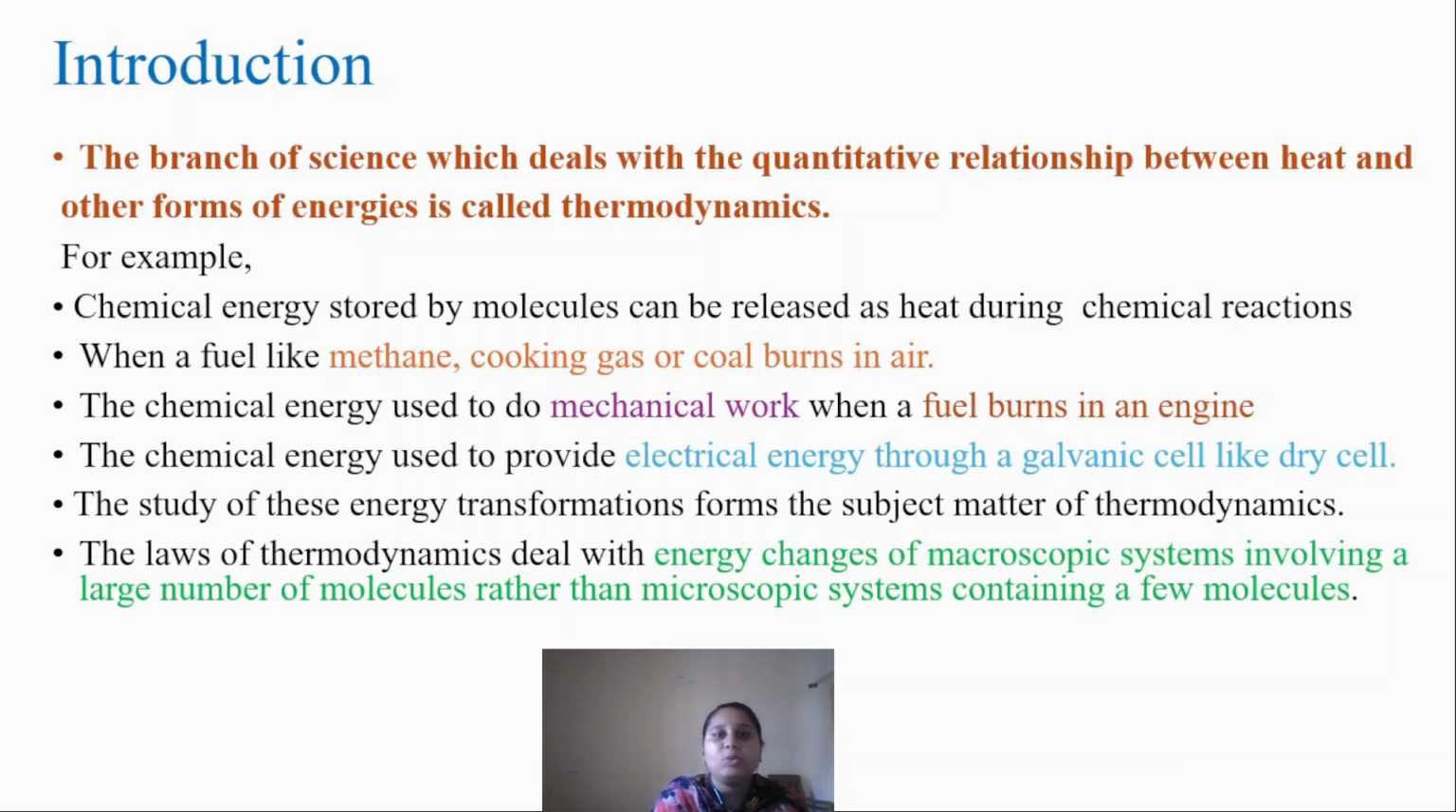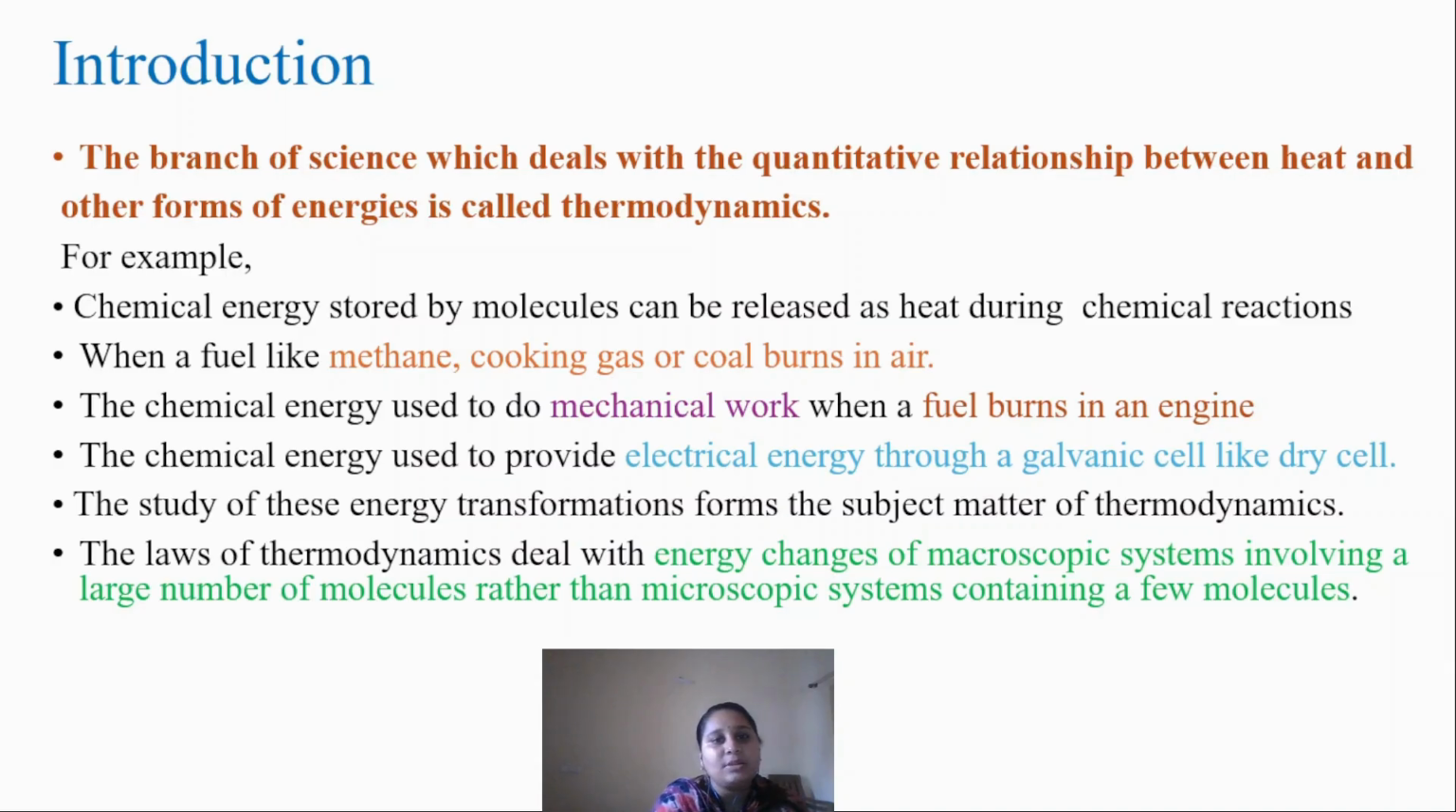In today's class, we will study a new chapter of class 11 called Thermodynamics. So, what is basically thermodynamics? Thermo means heat. Dynamics means study of the process. So, it is a branch of science which deals with the quantitative relationship between heat and other forms of energies.